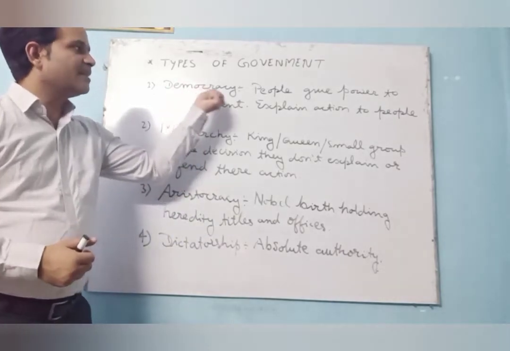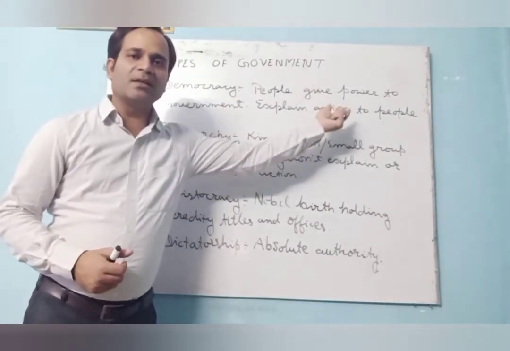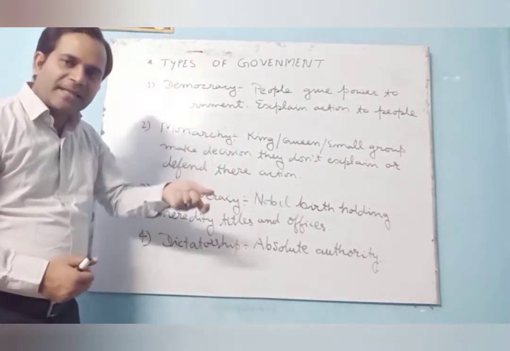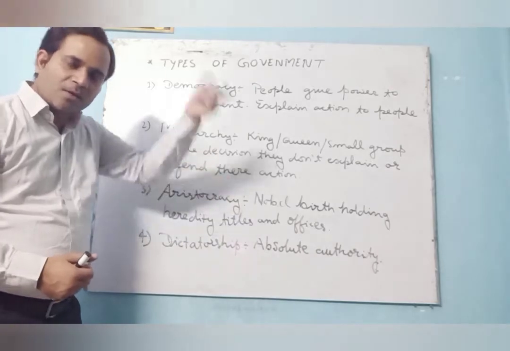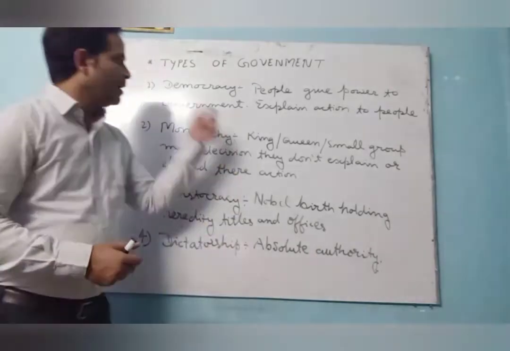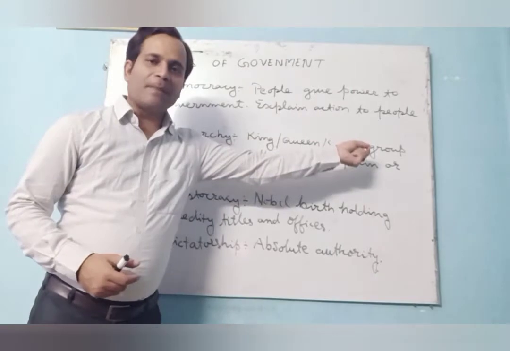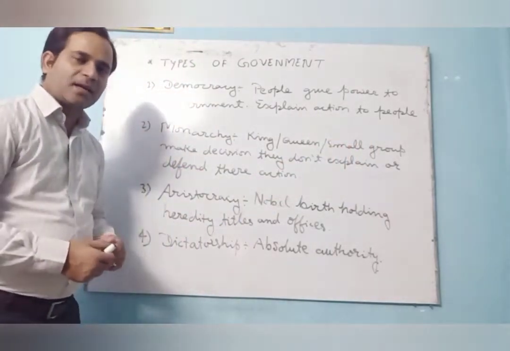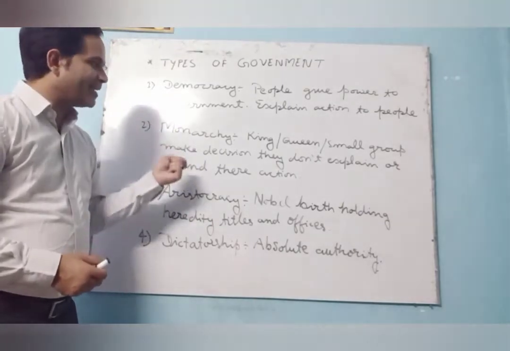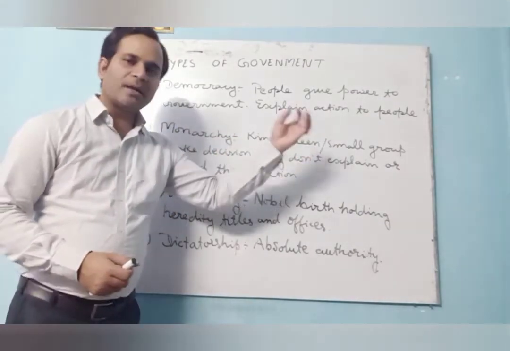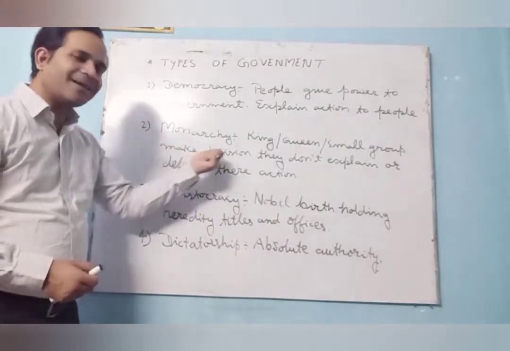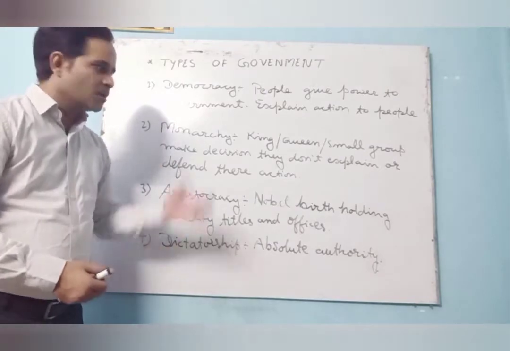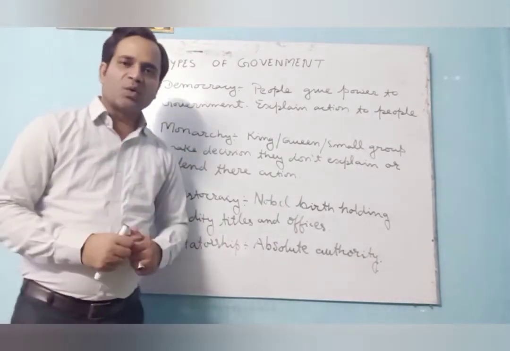So democracy means that the people give power, and the power is given to the representative, and the representative works for the people and explains actions to the people. This is democratic. Now the second one is monarchy. What is the meaning of monarchy? It means that either the king, queen or a small group makes decisions, and they don't explain or defend their actions. So monarchy is kingship rule.